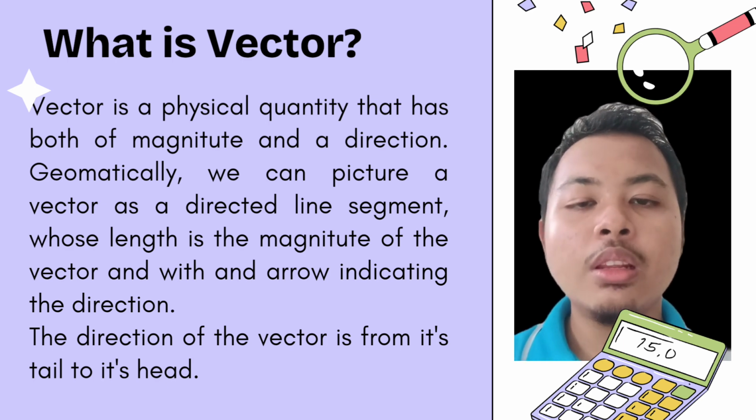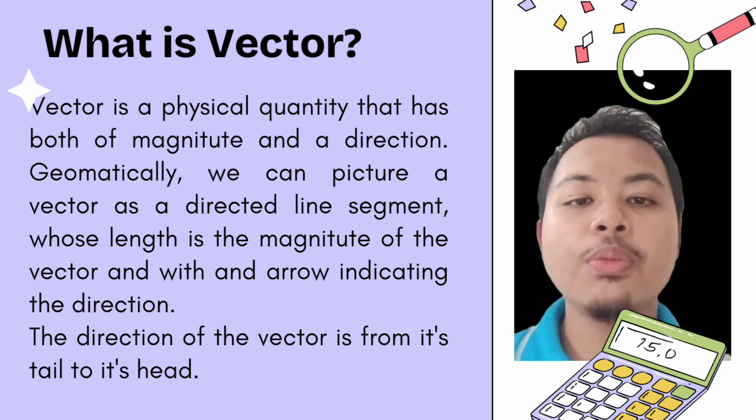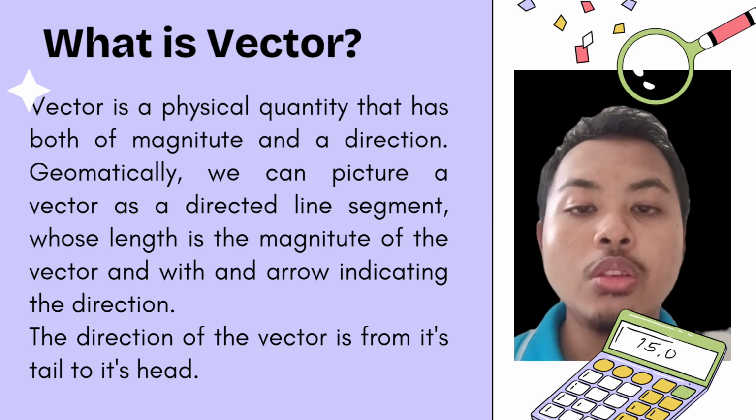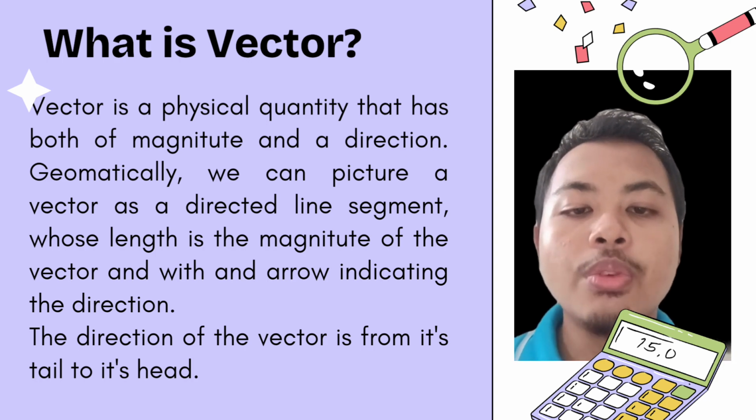Today I will be explaining about vector and scalar. What is a vector? A vector is a physical quantity that has both magnitude and direction. Geometrically, we can picture a vector as a directed line segment whose length is the magnitude of the vector, with an arrow indicating the direction. The direction of the vector is from its tail to its head.